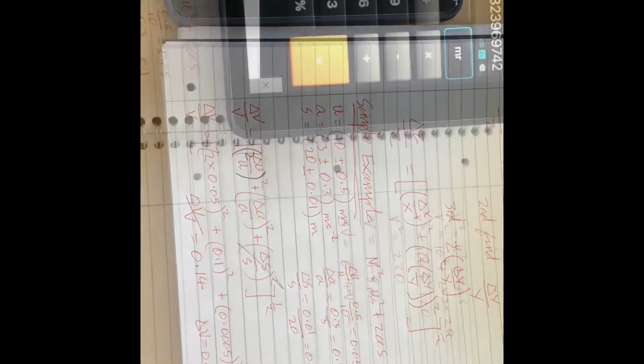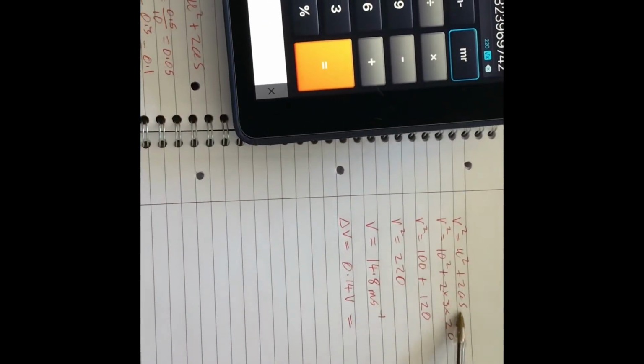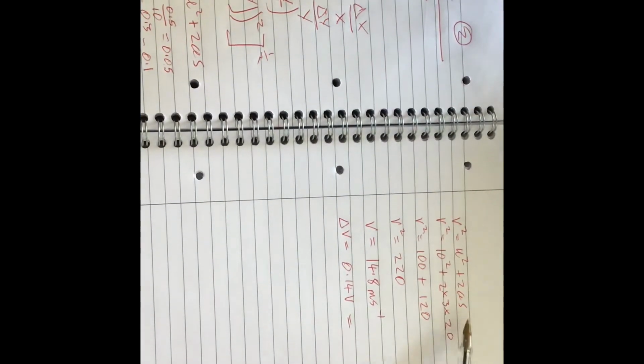Okay, so quickly running through the V squared equals U squared plus 2AS calculation. 10 squared plus 2 times 3 times 20 should give us 220. But that, remember, is V squared, so square root that, we get 14.8 meters per second.